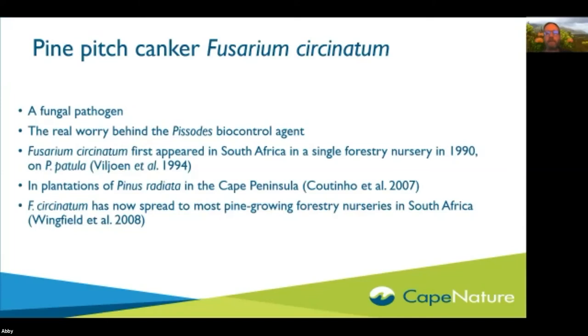Now back to pine pitch canker itself, Fusarium circinatum, which is a fungal pathogen and perhaps the real worry behind Pissodes as a biocontrol agent. Fusarium circinatum first appeared in South Africa in a single forestry nursery in 1990 on Pinus patula. It was subsequently recorded on Pinus radiata in the Cape Peninsula in 2007, and about 2008, Wingfield and colleagues recorded it as being spread to most pine-growing forestry nurseries in South Africa.